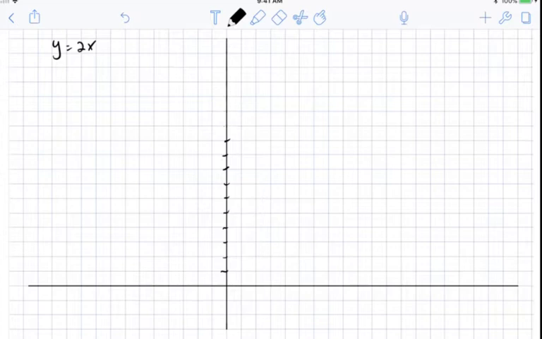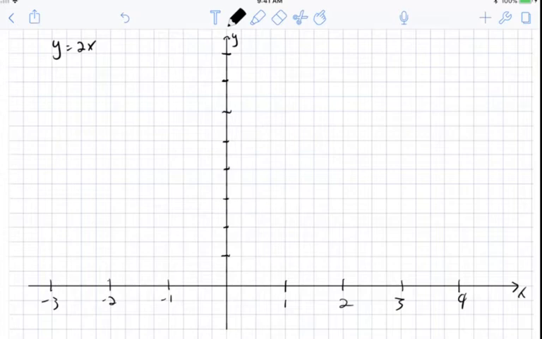I don't like that spacing. What if we just go to 8? 1, 2, 3, 4, 5, 6, 7, 8. Sure, that's good. And then 1, 2, 3, 4. So that's the x-axis. Here's the y-axis. 2, 3, minus 1, minus 2, minus 3, 1, 2, 3, 4. Okay, good.